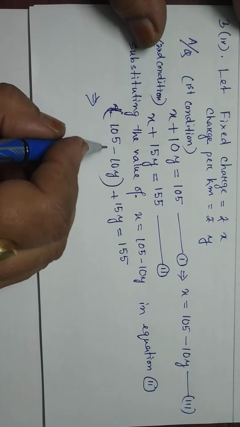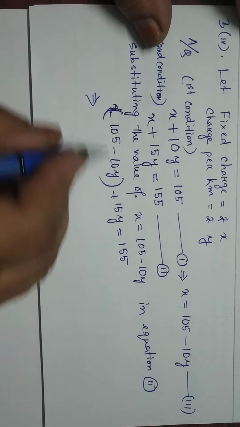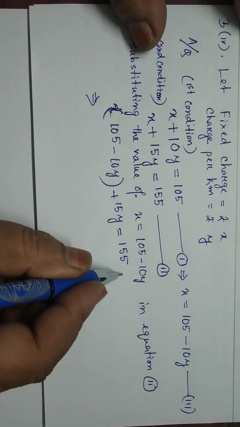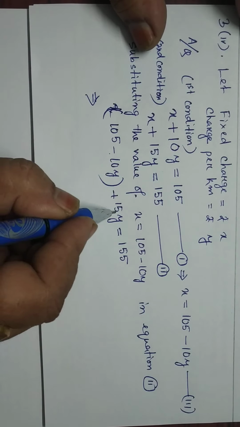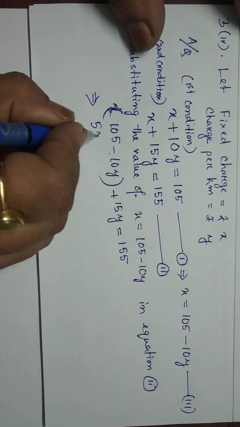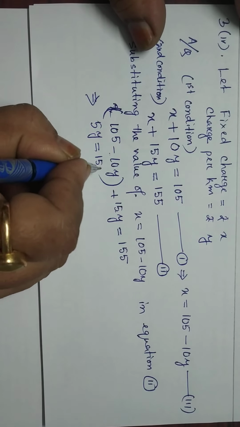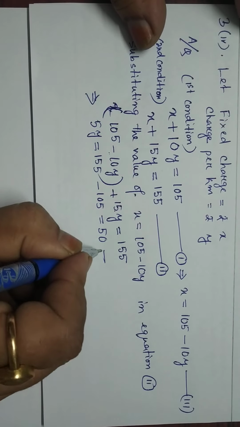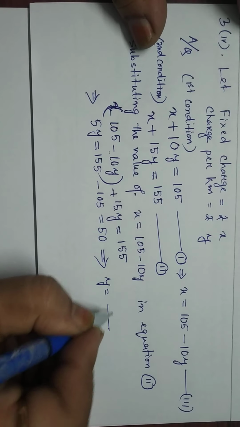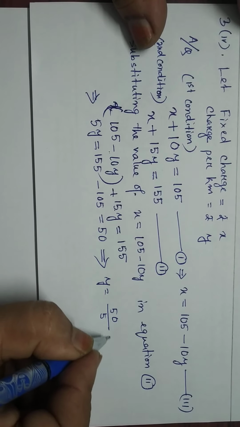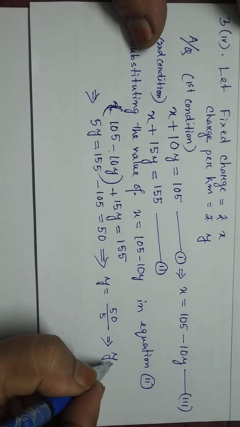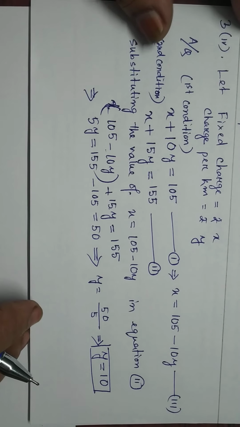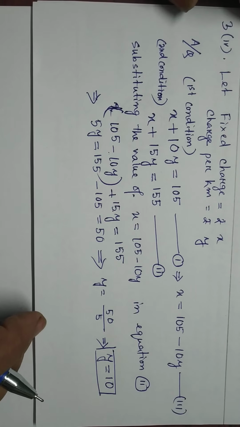If we simplify, then this 105 we shift from the left hand side to the right hand side. That means this will be minus 105, and here 15Y minus 10Y is equal to, we can write 5Y, and this 155 minus 105. That means here 50. This means Y is equal to 50 by 5. That means Y is equal to 10. We found the value of Y.